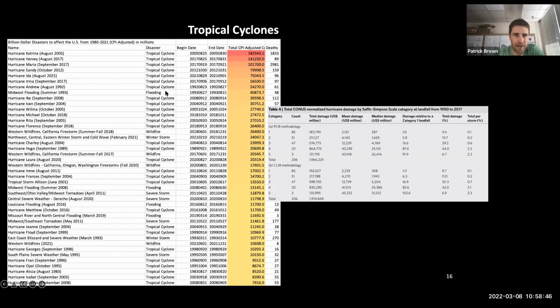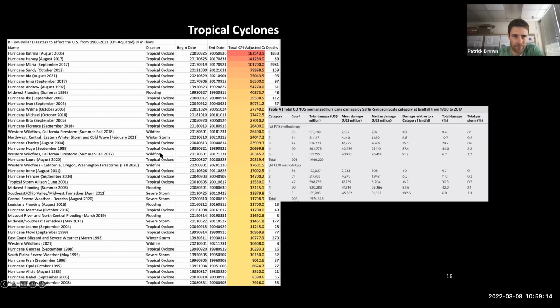And then we have our first non-tropical cyclone, Midwest flooding of 1993. That was river flooding in the Midwest due to a ton of snow and the snow melting all at once. But then we're back into tropical cyclones. So then these are all tropical cyclones. And then we have our 2018 Western wildfire. That's mostly the destruction of Paradise from the Camp Fire there.